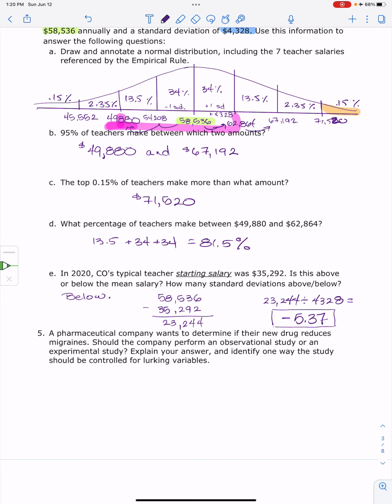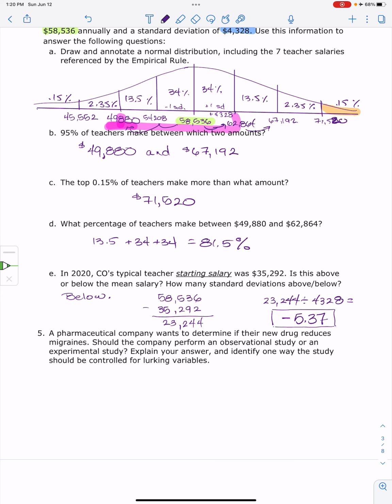5, a pharmaceutical company wants to determine if their new drug reduces migraines. Should the company perform an observational study or an experimental study? Explain the answers and identify one way the study should be controlled for lurking variables.